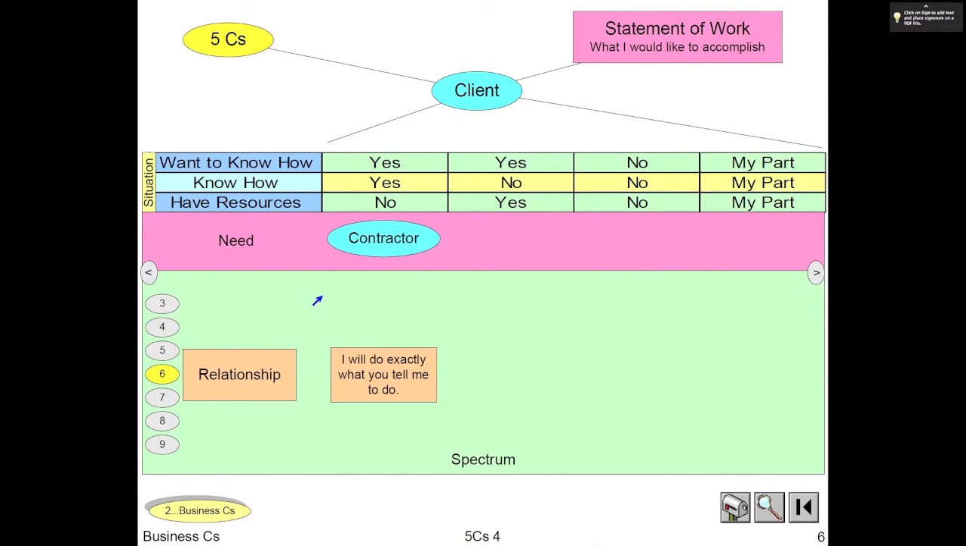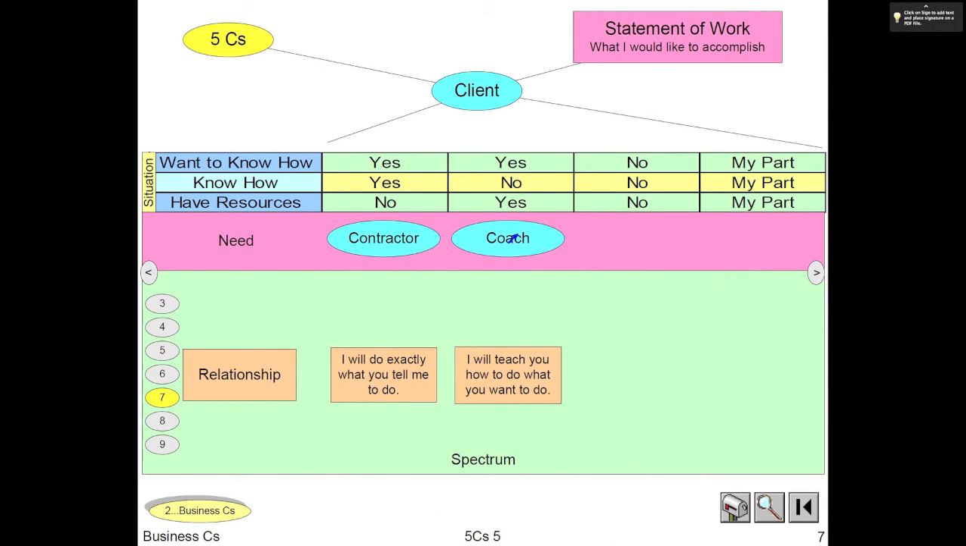In the case of I want to know how to do this, and I know how to do this, I just don't have the resources, then a contractor relationship is what is needed. The contractor saying, I will do exactly what you tell me to do.